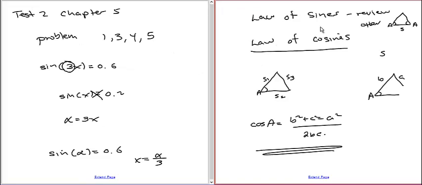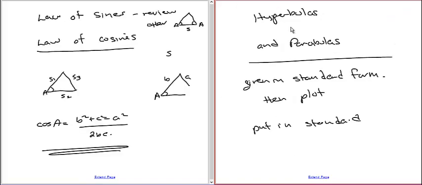Then chapter 6, law of sines, maybe the other kind of problem. So again, look at the review, look at the homework. You can bring in that sheet to help guide you. Law of cosines, think about having this kind of problem. And then hyperbolas and parabolas.